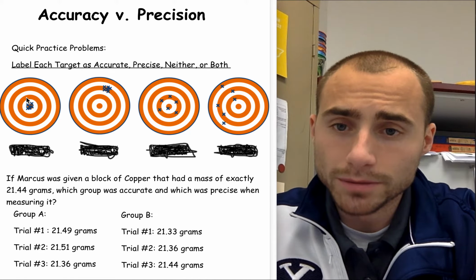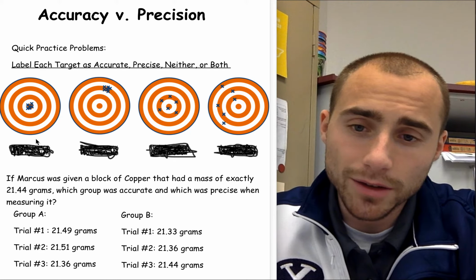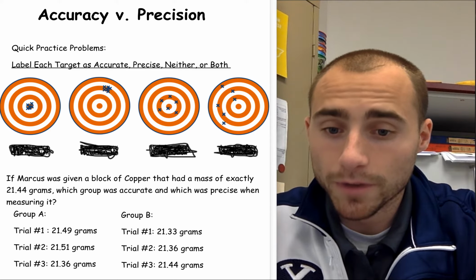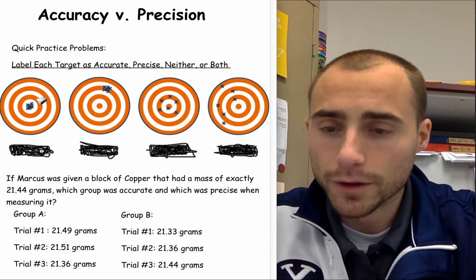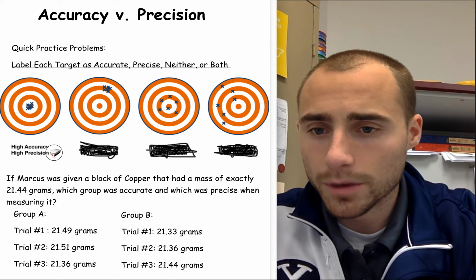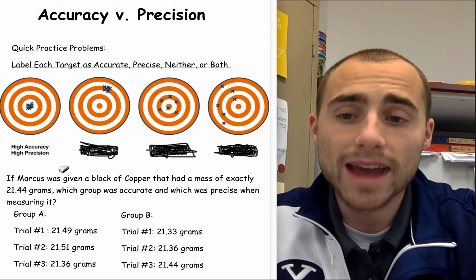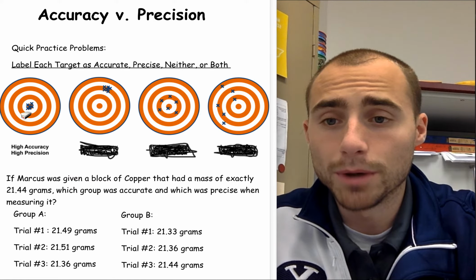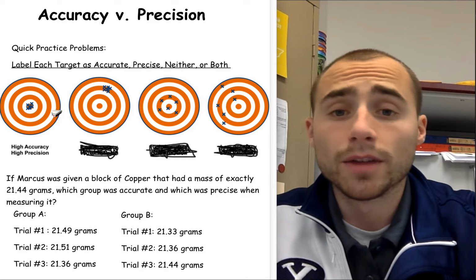So let's look at this first one. I crossed out the answers very well, I know. I'm going to reveal them now. It's going to be very exciting. Our first one, everything is close together. This one is going to be high accuracy and high precision. So this answer would be both, because they're close to the target and they're also very close together.